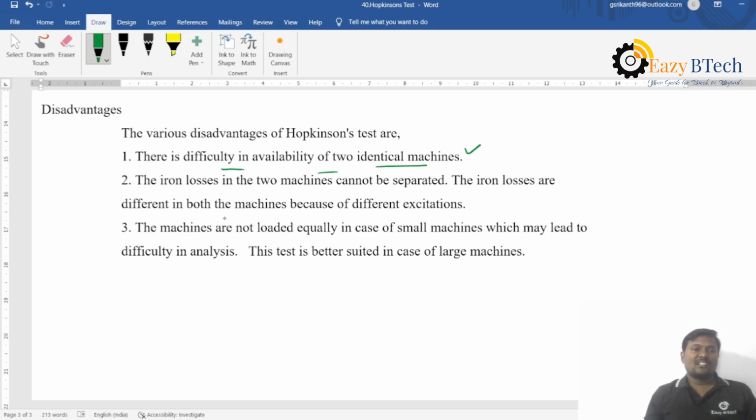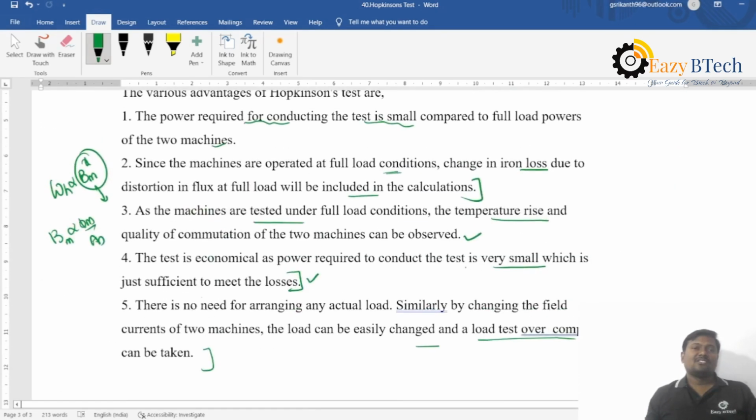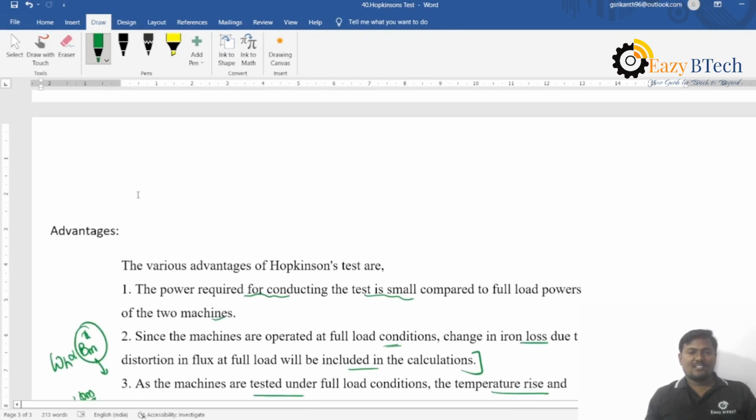The iron losses are different for the two machines because of different excitations, right? The machines are not loaded equally in the case of small machines, which may lead to difficulty in analysis, and this test is better suited to large machines. When you are going for large machines, this test is suitable. For small machines, Hopkinson's test is not needed.